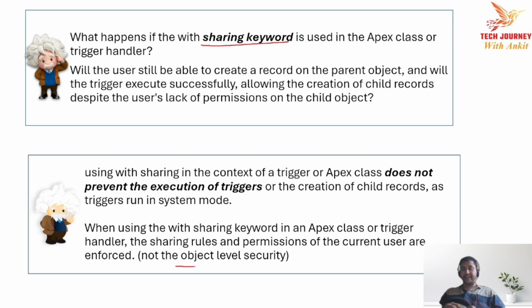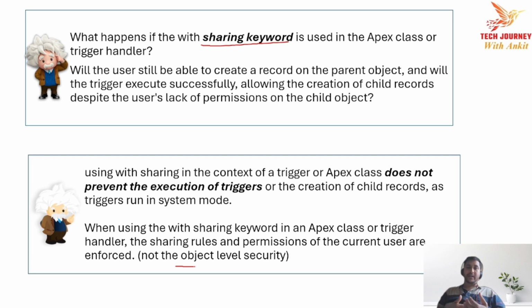Whether the user has create, edit, or delete permissions, these permissions come from object level security. In Salesforce, we define object level security with the help of profiles or permission sets. But as we are using the with sharing keyword, which only considers sharing rules, which are part of record level security, object level security will not come into the picture. That's the reason my trigger will not fail and the DML operations will be successful.